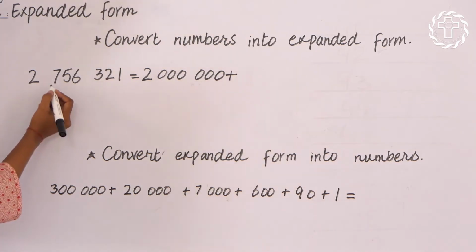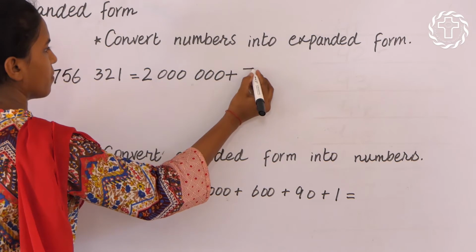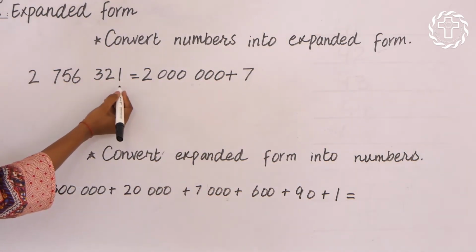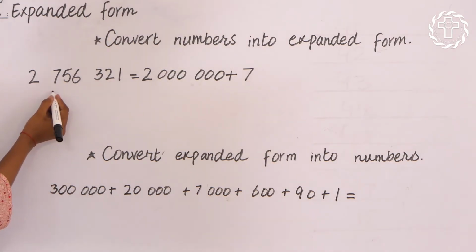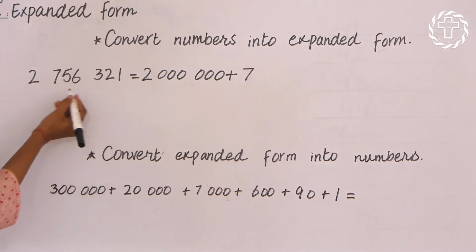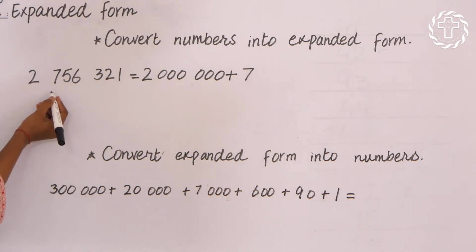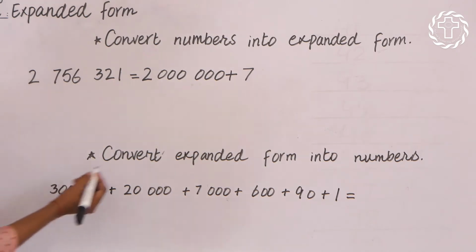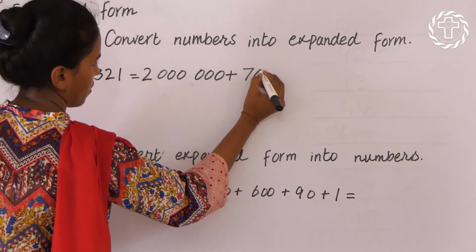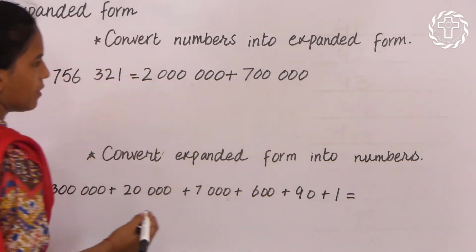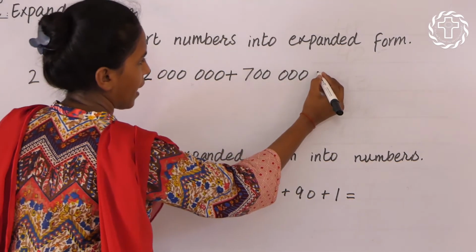The second digit is 7. We will write 7 as it is. Then we will replace all the other digits on the right side of the 7 digit with zeros. We have 1, 2, 3, 4, 5 digits on the right side of the 7 digit. So we will write 5 zeros on the right side of the 7 digit. Then we will put again the sign of addition.